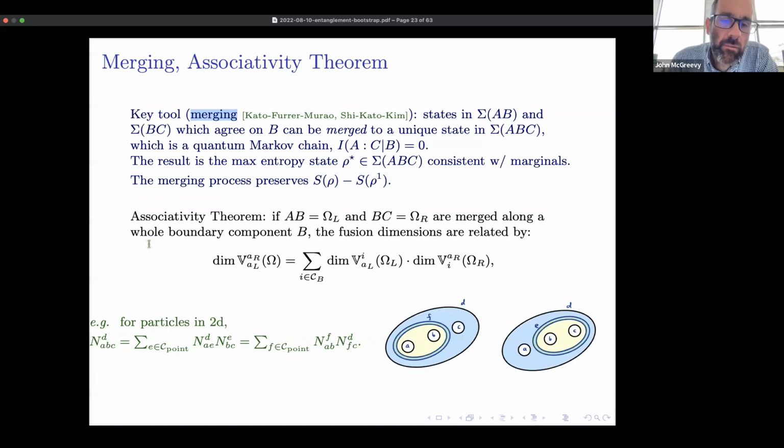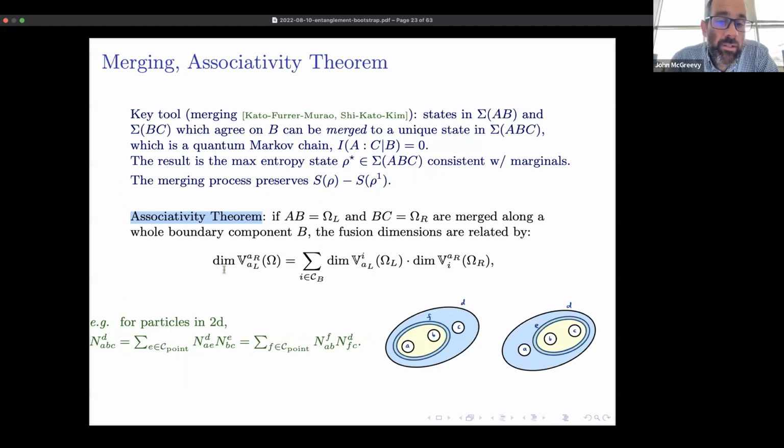A special case of it is what we call the associativity theorem, which is the statement that, suppose that B, the region along which we're joining these two things, let me call them omega left and omega right, is a whole boundary component of each of those regions. So for example, suppose that omega left is this thing here, and omega right is this thing here. So B is this annulus here by which they're joined. That's what I mean by a whole boundary component.